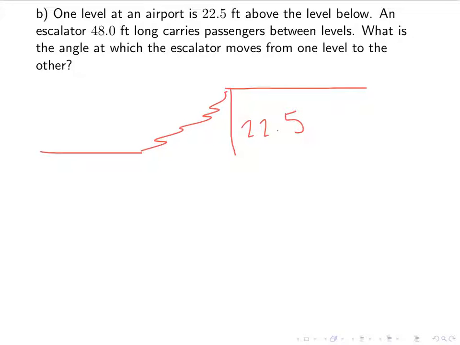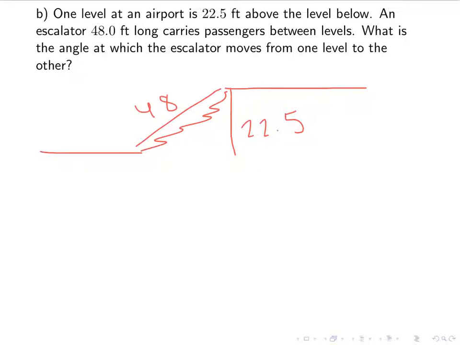Now I have a lot of people who will tell me that the horizontal part of my triangle is 48 feet. But my escalator is not a horizontal piece of equipment. My escalator is moving up and down. So this here, the hypotenuse, is the 48 feet. Okay, the escalator is the hypotenuse, not the horizontal part.